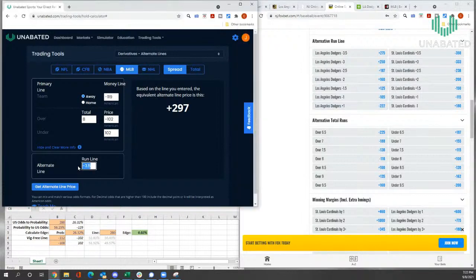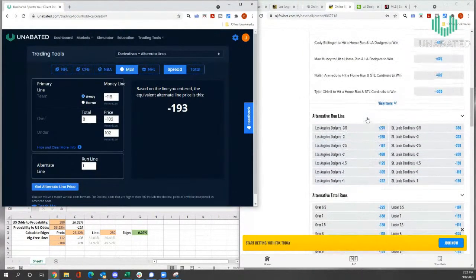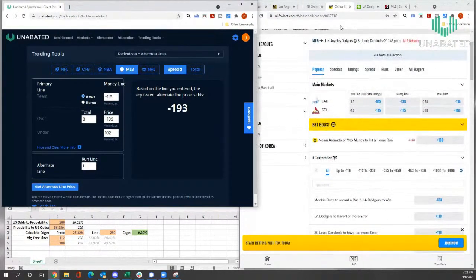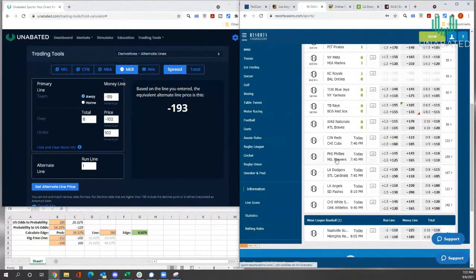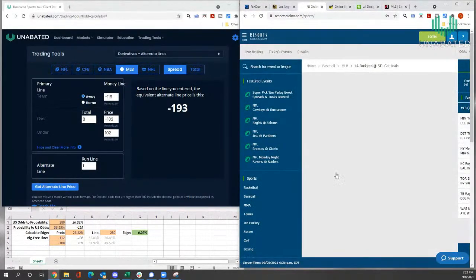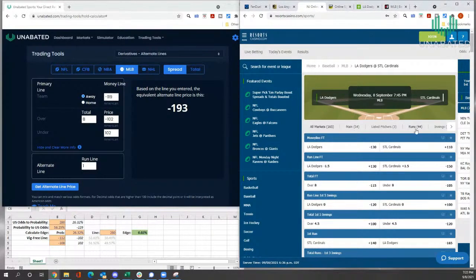So what about reverse run line? They're dealing Dodgers plus 1 at minus 222. We can put the reverse run line in here. It says minus 193, so that wouldn't be value either. So we're striking out on finding value on the Dodgers so far. We'll try Resorts just because this is going to be the same line as DraftKings, I believe, because they're both SB Tech books.